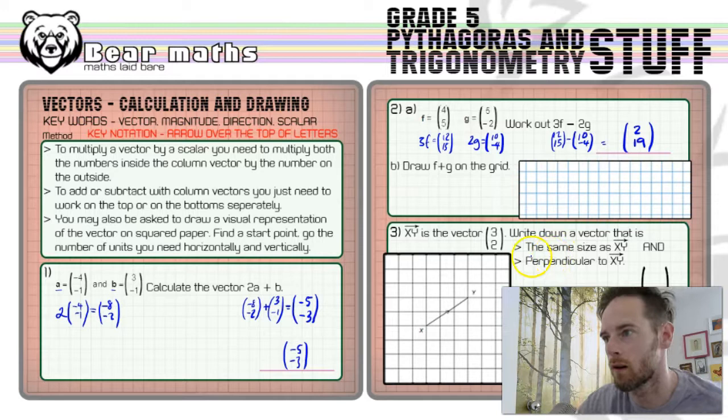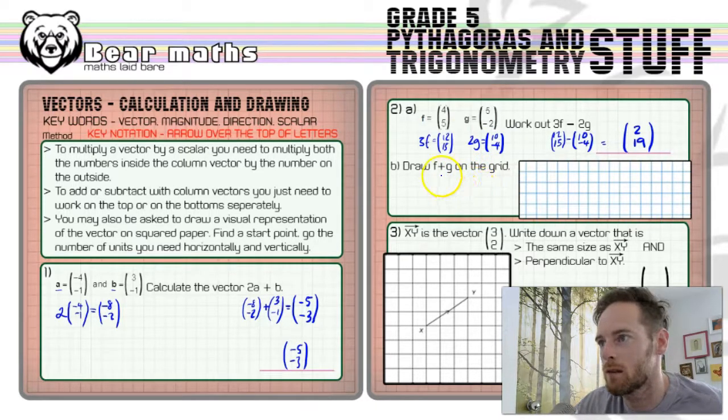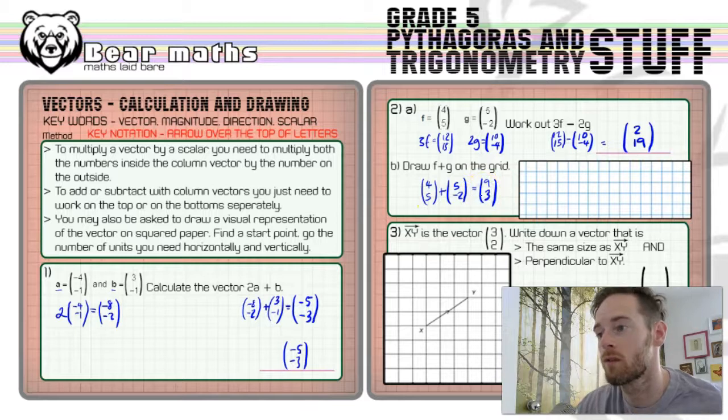Right, with the drawing of f plus g, I'm going to show you that you can draw these column vectors on there. We can draw what we refer to as the resultant vector. So f plus g, we just add these two, using the adding method I've just shown you. So 4 and 5, plus 5 and minus 2. We get 4 plus 5, which is 9. And then 5 plus minus 2 is just 5 take away 2, which is still positive, 3. So the drawing that we need to do on the grid is 9 to the right and 3 up.